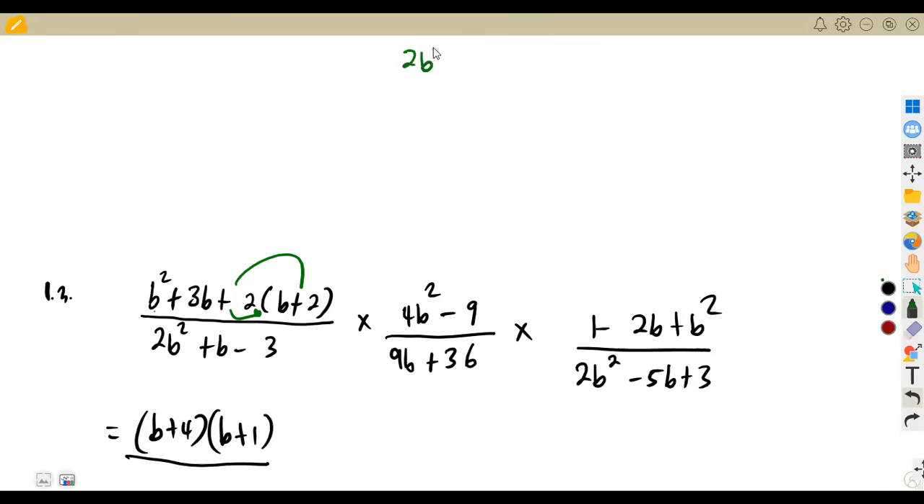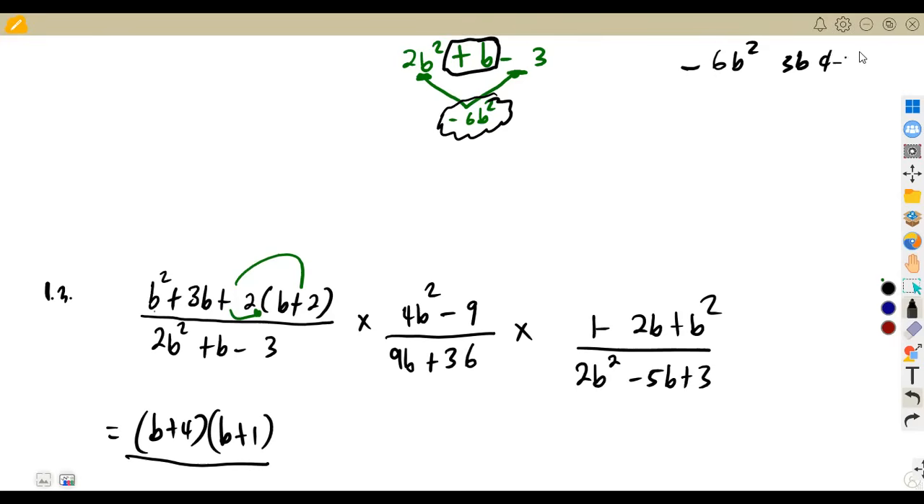That's why I prefer you to use the longer way, whereby you simply multiply the first term and the last term. So you multiply 2b squared times negative 3, which gives us negative 6b squared. You're going to need two factors that multiply to get negative 6b squared, but these two terms must add up to give a positive b. We are considering b as it is, 1b. So the terms you're going to consider here are 3b and negative 2b.